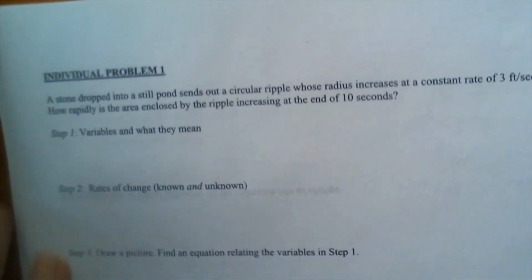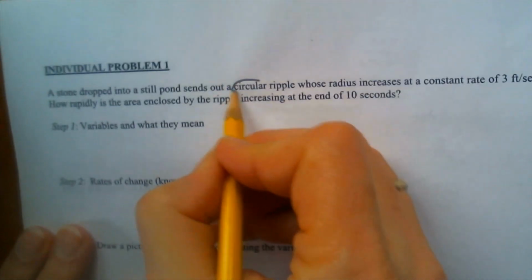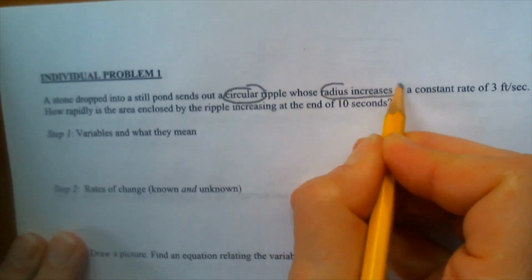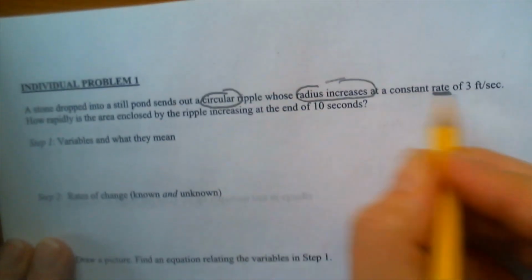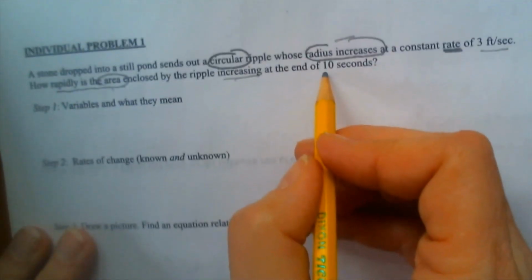Number 6, we're going to drop a stone into a pond, sending out a circular ripple. So we have a circle problem. We have a radius that's increasing at a rate, so that's our dr/dt of 3 feet per second. And how rapidly is the area increasing? So they're asking for dA/dt at the end of 10 seconds.